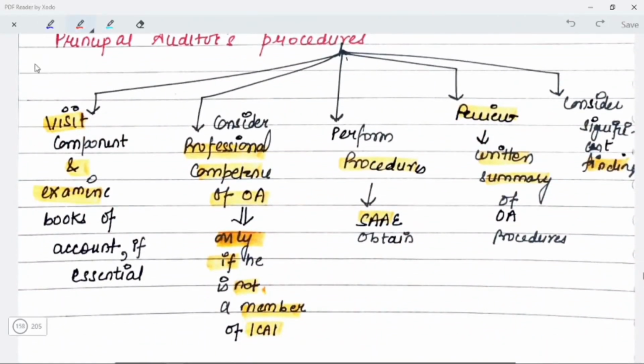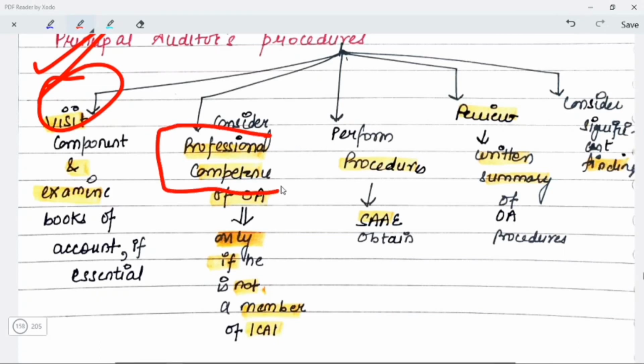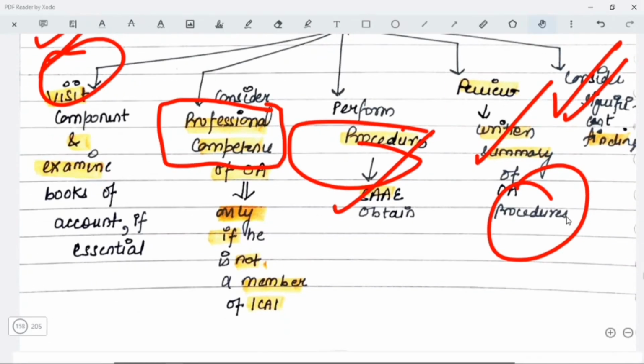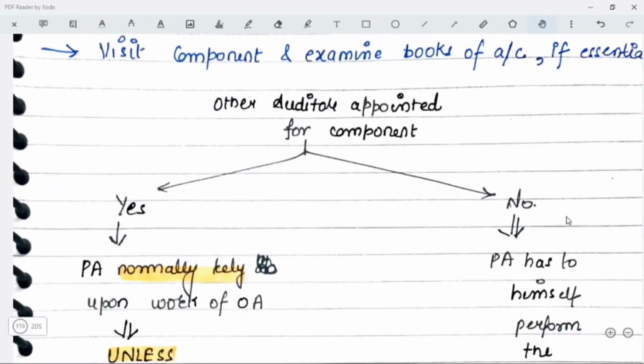Now, what are the principal auditor's procedures going to be? The principal auditor's procedures are as follows. First of all, he will have to visit the component and examine the books of accounts if it is essential. Secondly, he will have to consider the professional competence of the other auditor only if he is not a member of the institute. If he is a member of the institute, then there is no need to consider his professional competence. Otherwise, you will have to consider the same. Next is to perform procedures to obtain sufficient and appropriate audit evidence, review the written summary of the other auditor's procedures, and the last one is to consider the significant findings. Now let's discuss all these points one by one in detail.